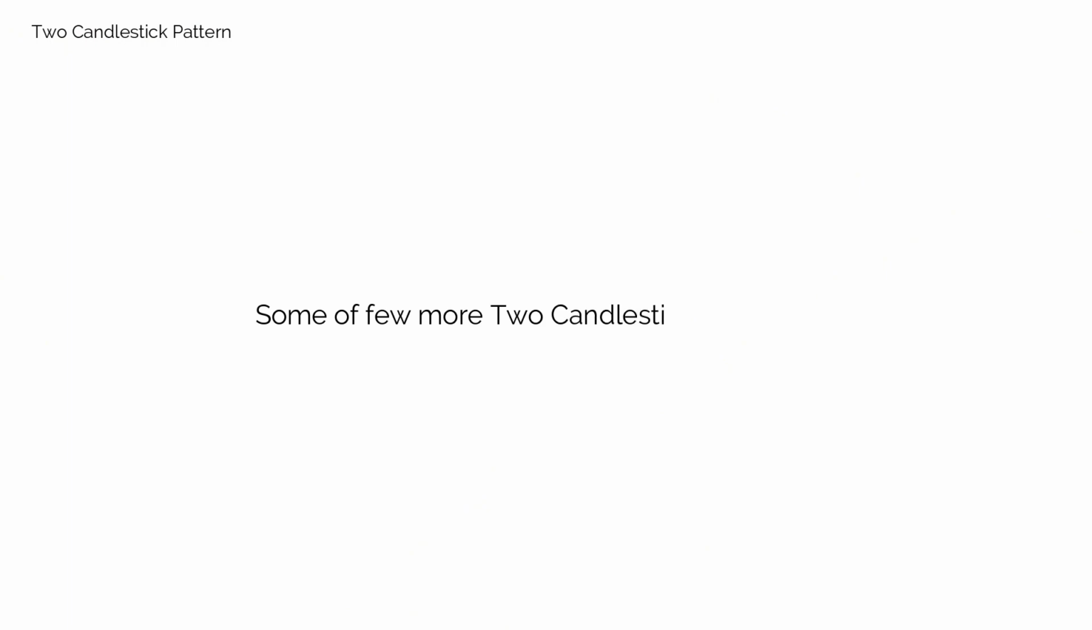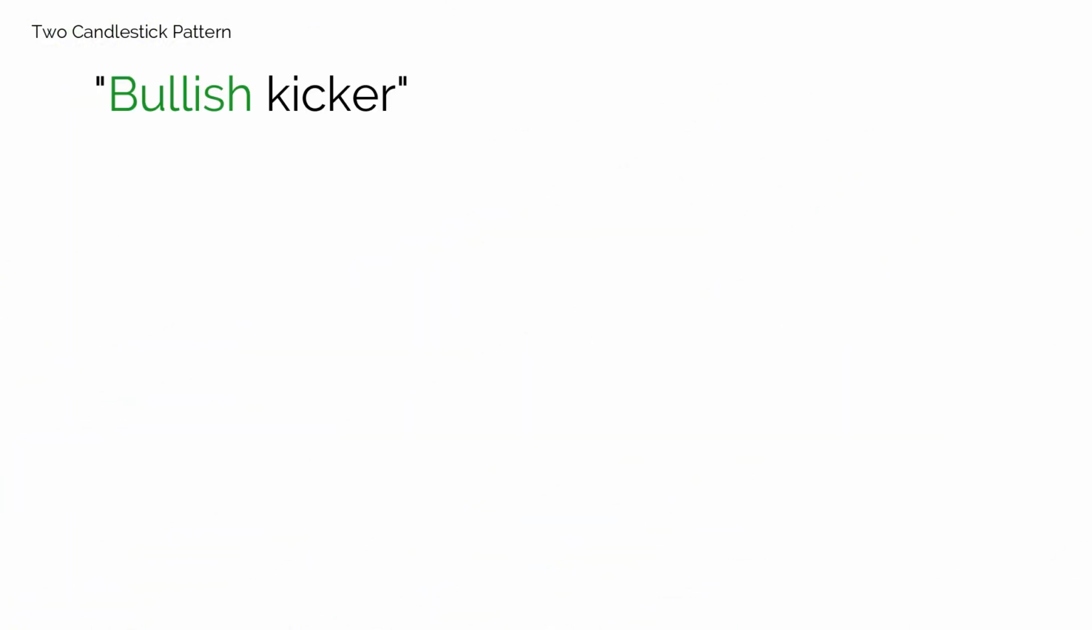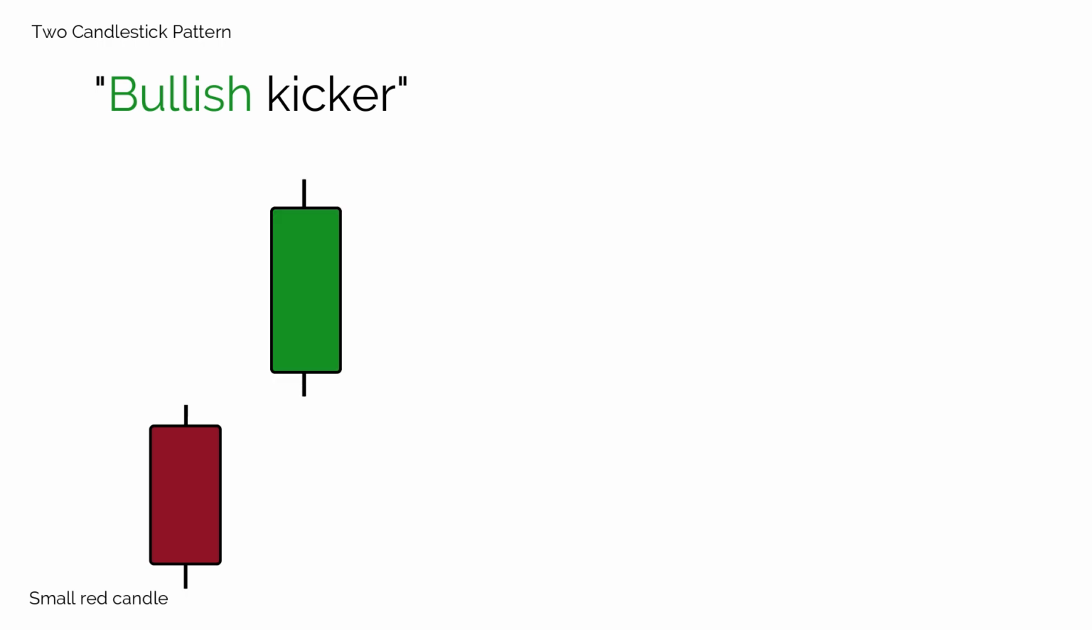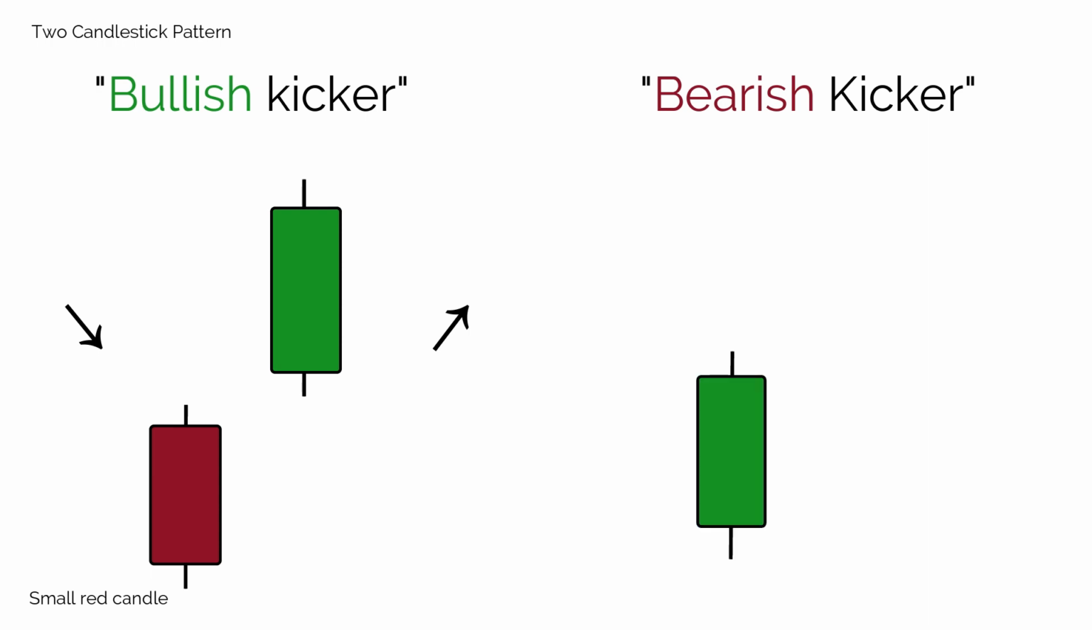Some of the few more two candlestick patterns are bullish kicker. Bullish kicker has a small bearish candle followed by a long bullish candle which forms completely above the bearish candle. Bullish kicker forms at the bottom of the downtrend and leads to the trend reversal. Bearish kicker pattern: bearish kicker has a bullish candle followed by a bearish candle which forms completely below the bullish candle. The bearish kicker forms at the top of the uptrend and leads to a trend reversal.